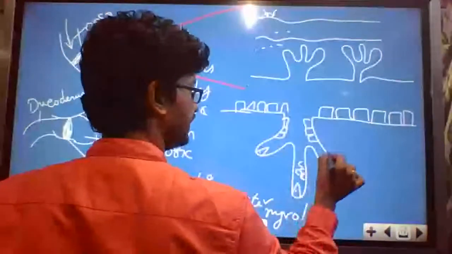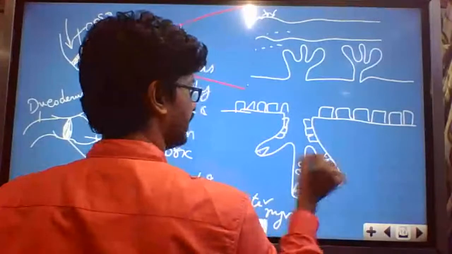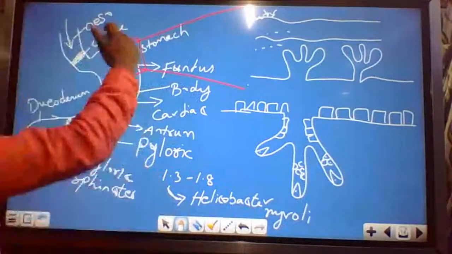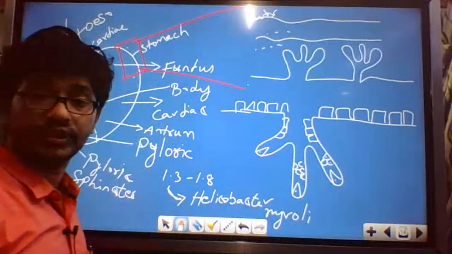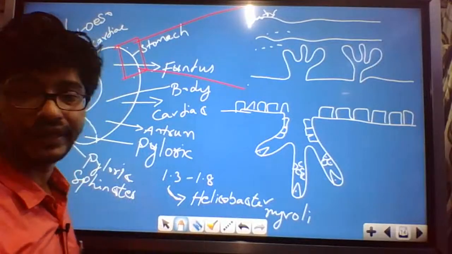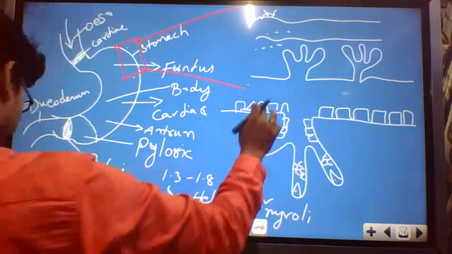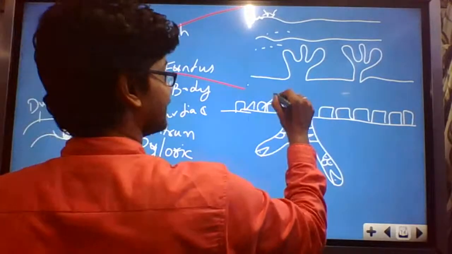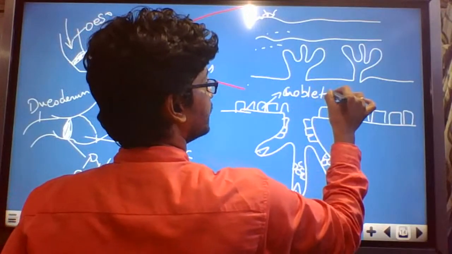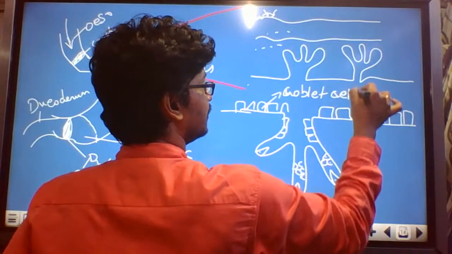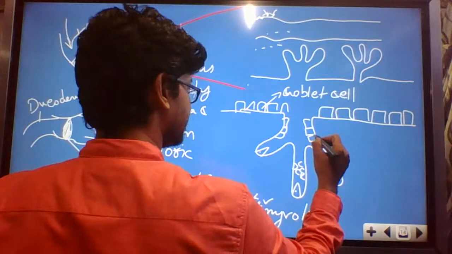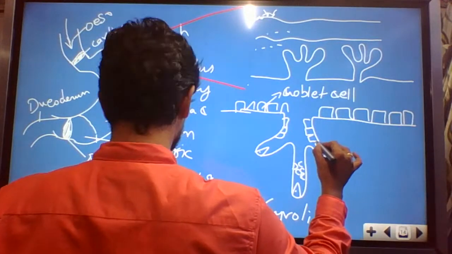Now I'm going to tell you the names of the cells and their main functions. Since we're talking about the stomach, you should know what exactly is present inside the inner layer of the stomach. This cell is called the goblet cell. And here we have columnar cells.